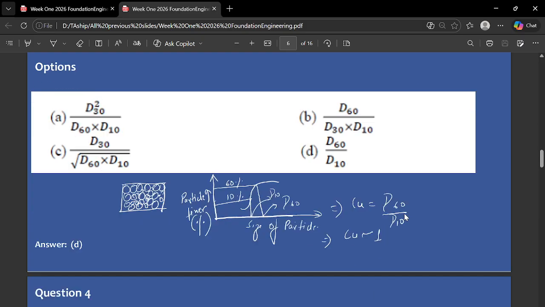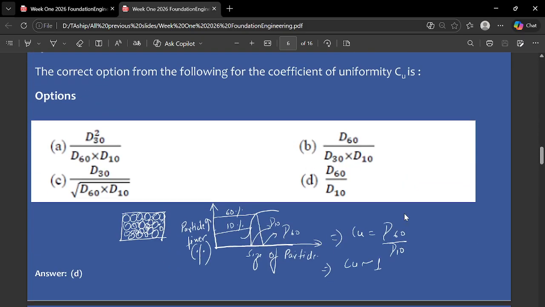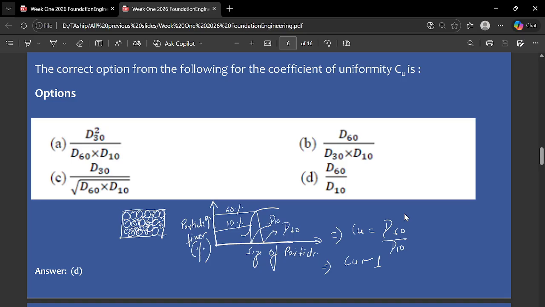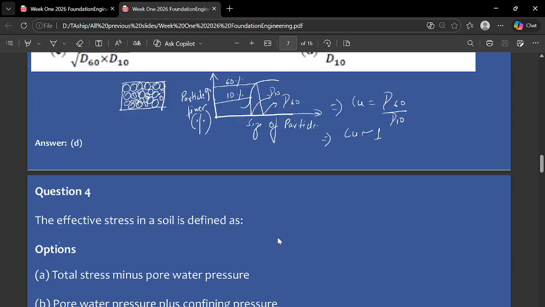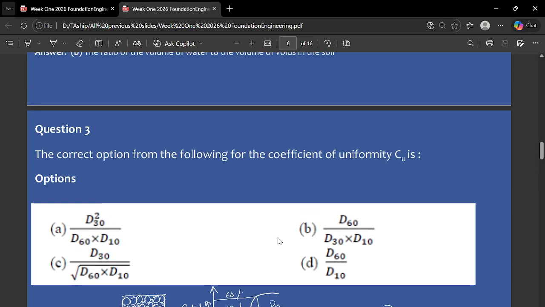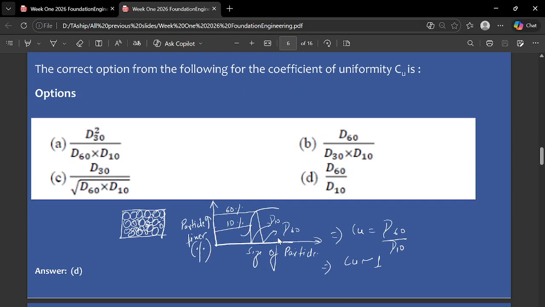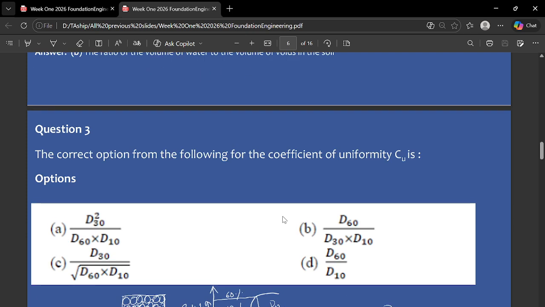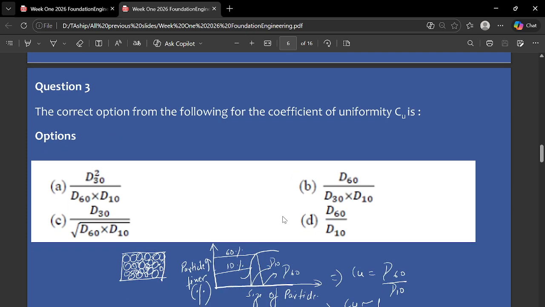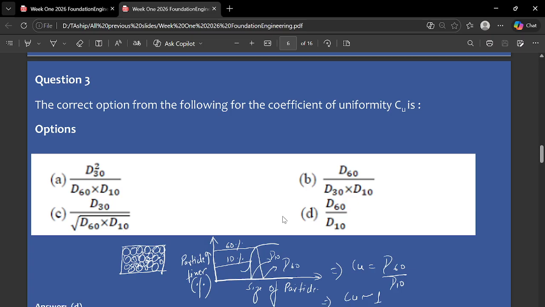Then let's say you want to analyze the grading of the soil. How will you do that? There are two basic parameters, which are the coefficient of uniformity, the CU value, and the coefficient of curvature, the CC value. This you will utilize to know in your soil matrix what size of the particles are largely available.